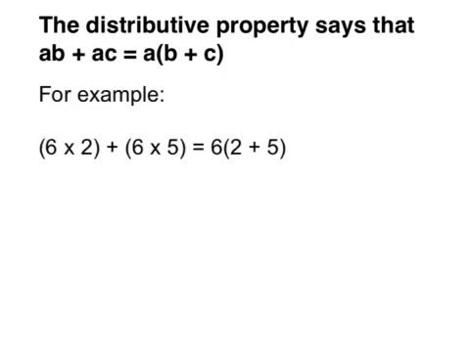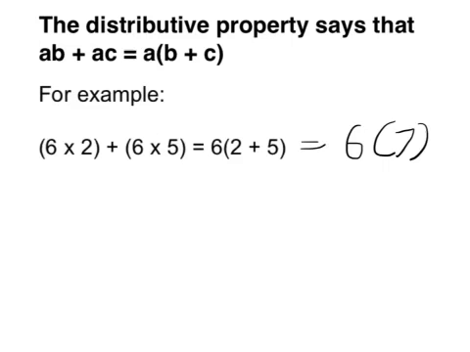6 times 2 plus 6 times 5 equals 6 times 2 plus 5. That's what the distributive property says. And we can see this is true because 6 times 2 is a way of saying 2 groups of 6, and here is 5 groups of 6. So if we're adding 2 groups of 6 and 5 groups of 6, that should be the same as 7 groups of 6. We can do 2 plus 5 groups of 6, which of course is just 7 groups of 6, 6 times 7. So that's what the distributive property tells us.